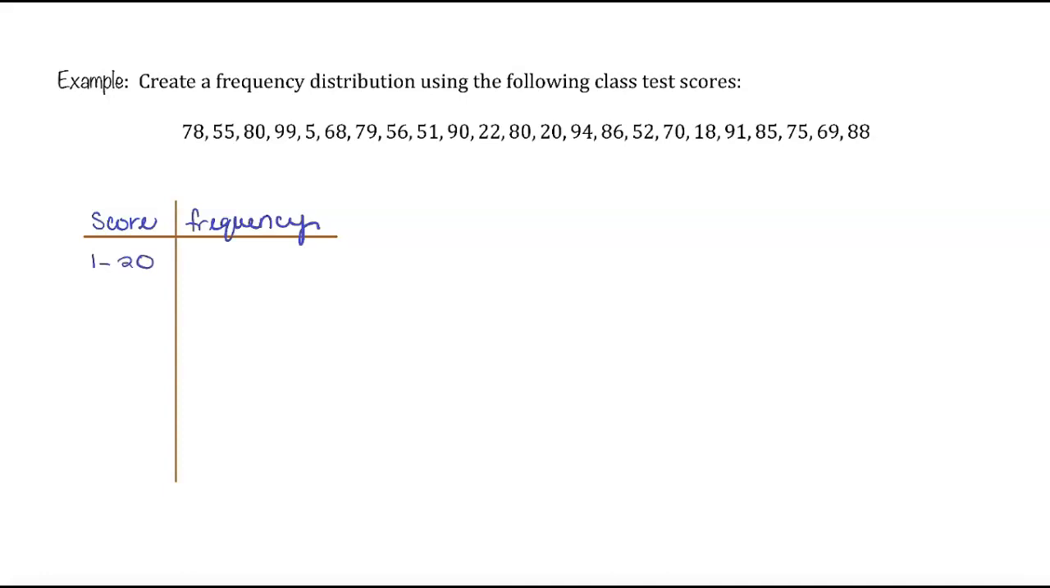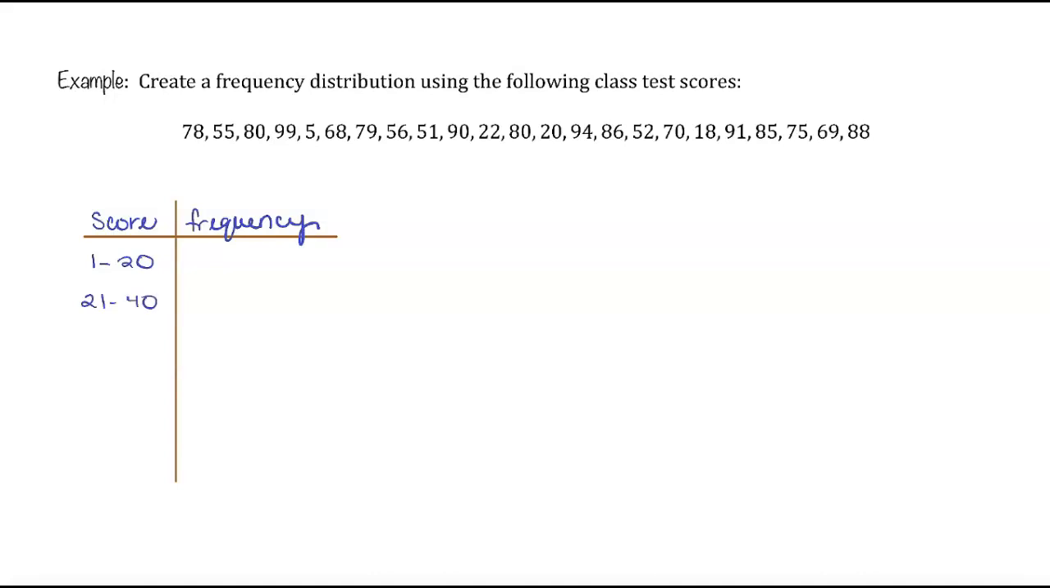Our first class could be 1 to 20. And it might be tempting to have the second class be 20 to 40, but then the score of 20 would be in both the first and the second class. So our next class necessarily needs to start at 21. And it needs to be the exact same size as the first class. So this class will go from 21 to 40.